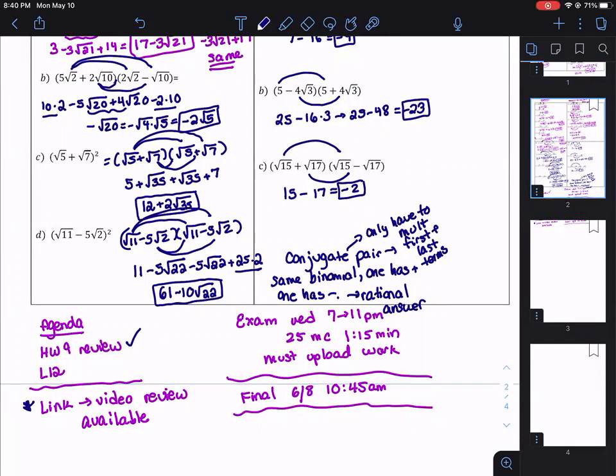Exam will become available Wednesday from 7 to 11. Remember, I do that as a courtesy. Same deal, 25 multiple choice with work uploaded within 45 minutes. And the final exam, I will remind you every day from now until the final. When you guys meet me again on Monday, we're not going to have any homework to go over. So I will post lesson 13 and 14, the last 2 lessons we have left for the semester, sometime before this weekend for you guys.